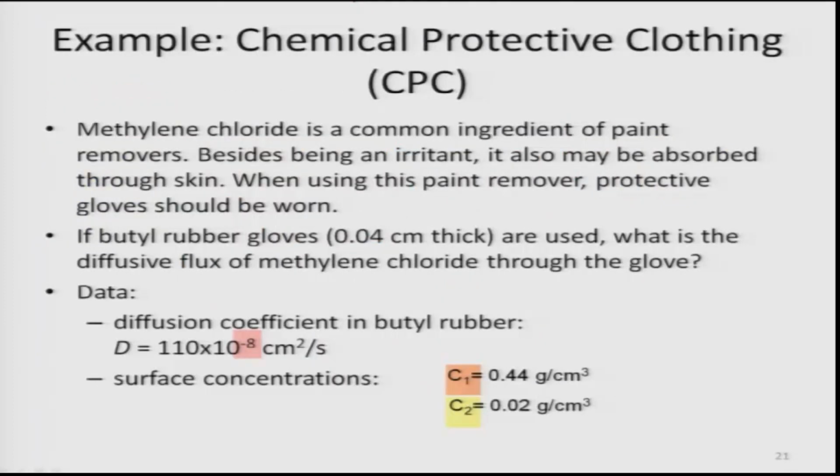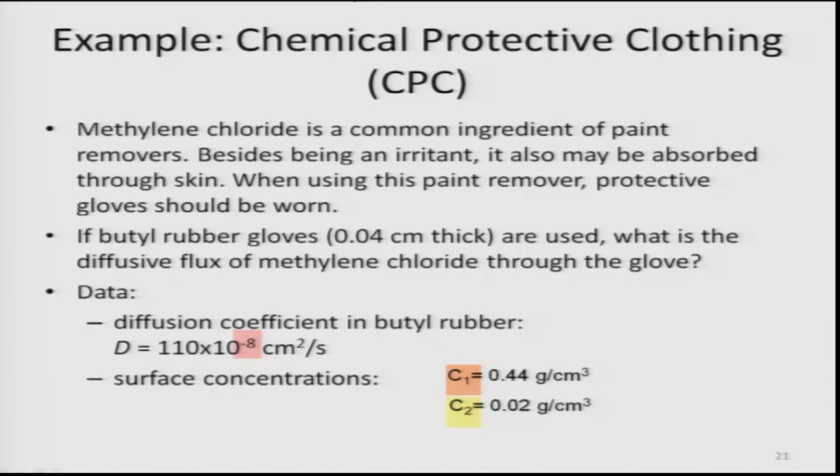Okay, that is better. Let us suppose, in the case of chemical protective clothing, methylene chloride is commonly used as an ingredient of paint remover. Sometimes what happens is the clothes are attacked by some paints or some kind of dust, so we can use methylene chloride to remove that. Besides being an irritant, basically it creates problems on the skin. It may also be absorbed through the skin. So, when using this paint remover, we must use protective gloves, that is mandatory.